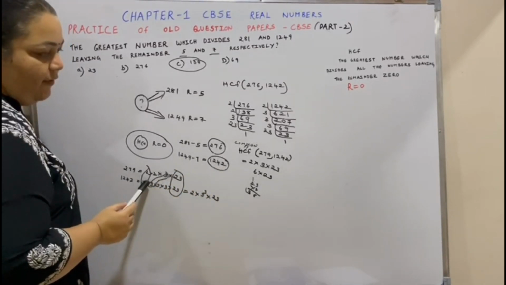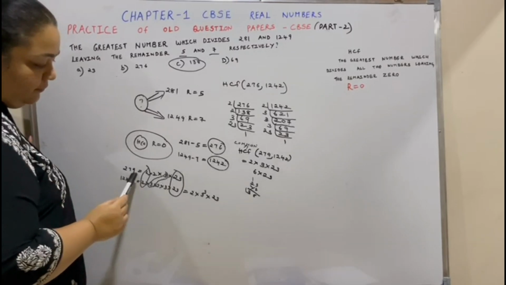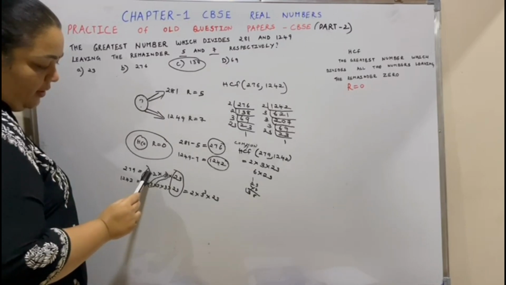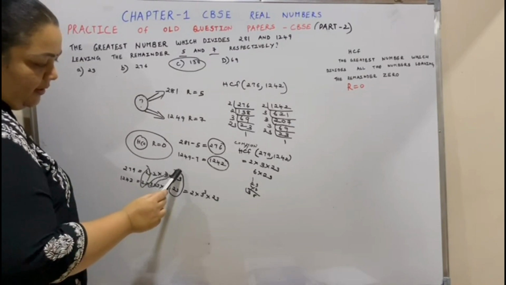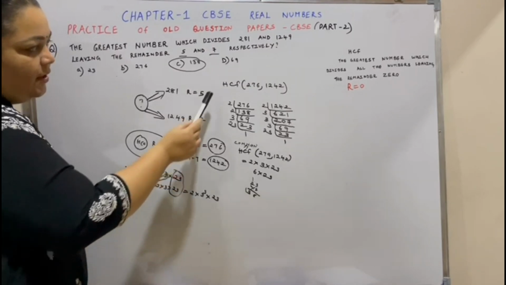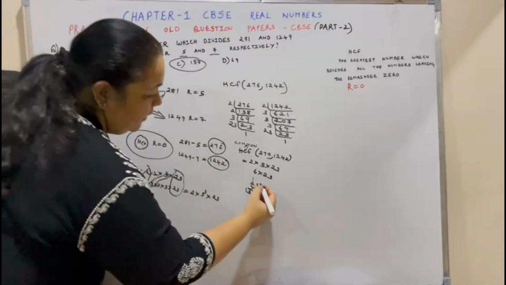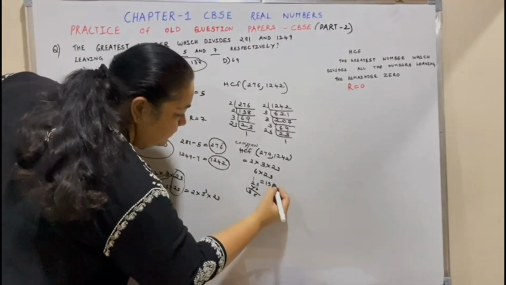Okay, so we are getting the HCF of two numbers. After getting the two numbers, what is the rule of HCF? The rule is take out the common. So here 2 is common, and here 3 is common, and here 23 is common. So we found the HCF is equal to 138. So 138 is the right answer.